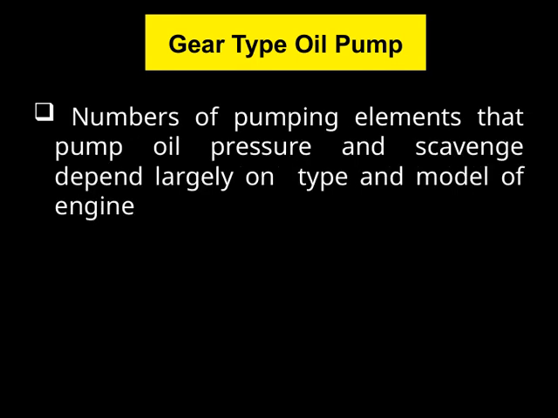The number of pumping elements that are used to pump oil pressure and scavenge really depends on the specific type and model of the engine we're working with. Different engines have different requirements, so their oil pumping systems are designed accordingly. When we look at gear-type oil pumps, for example, they are typically straightforward but highly effective. These pumps often use gears to move oil efficiently through the system.